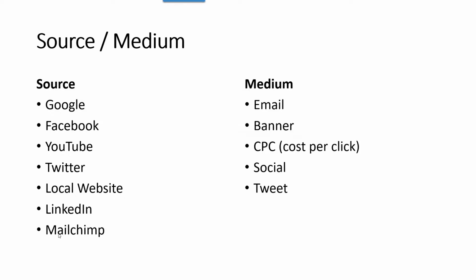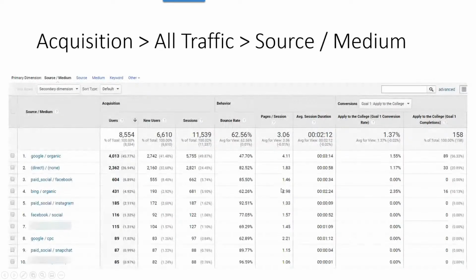And then medium is what was the type of advertising that you did. So email might be one. It might be a banner click on another advert. For a paid advert, we tend to use things like CPC, cost per click, and then social, and then tweet there.